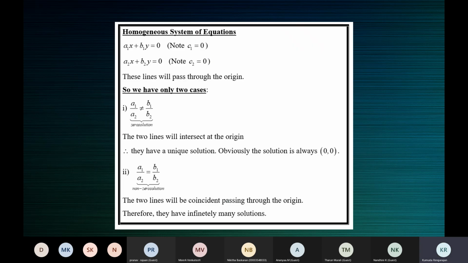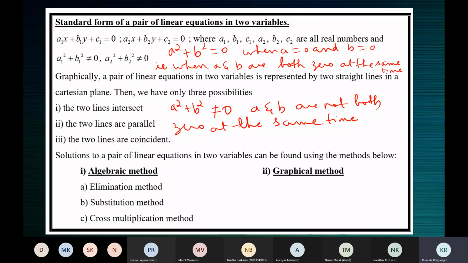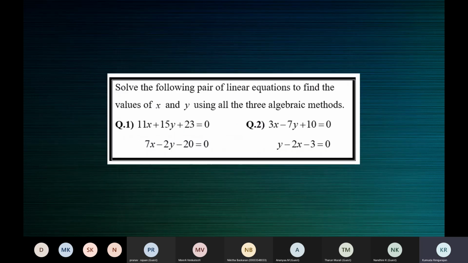Yesterday we understood that under the algebraic ways, we have three different methods to find the solution to a pair of equations. So let's see how to work them. Here, solve the following pair of equations.